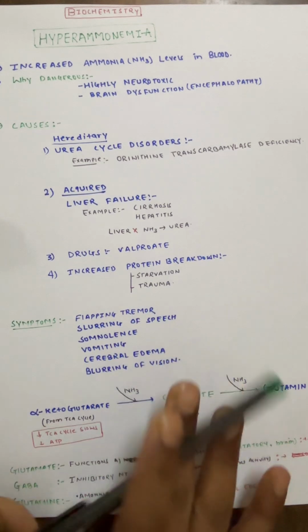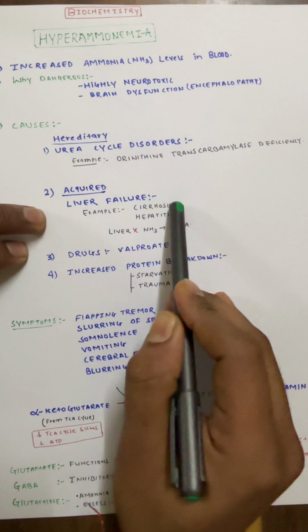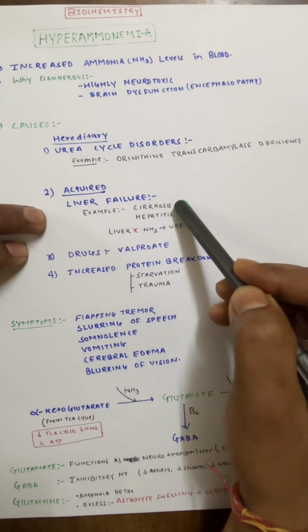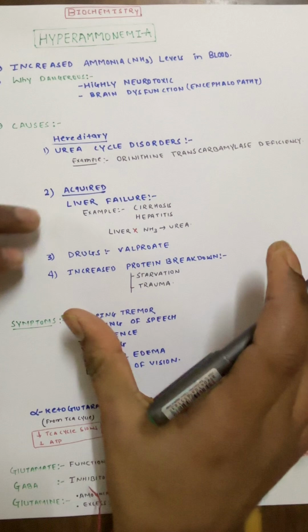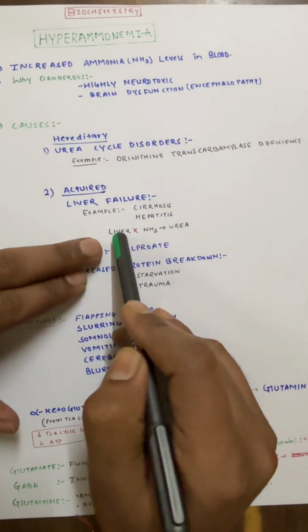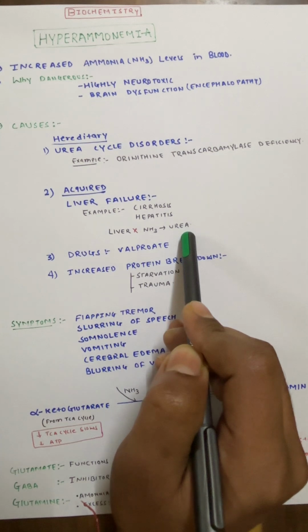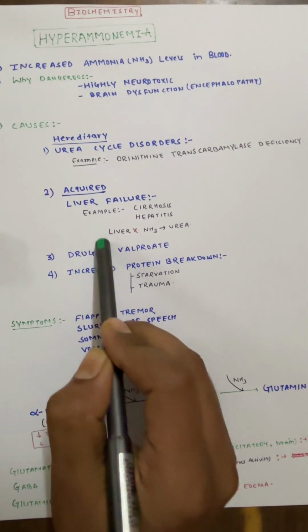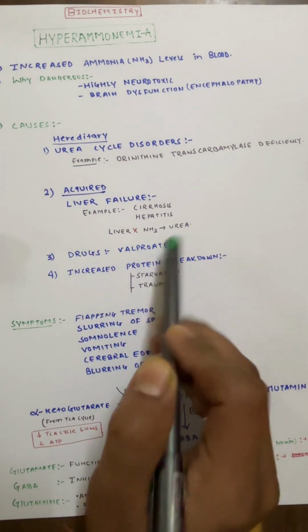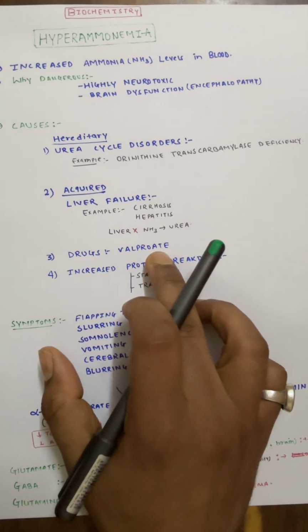In the same way, we can talk about some acquired causes like liver failure, because of cirrhosis or hepatitis. We all know the urea cycle occurs in the liver, so in liver failure there will be no conversion of ammonia to urea, and again it will cause accumulation of ammonia in our body. In the same way, there are some drugs, like valproate, which also cause hyperammonemia as an adverse effect.